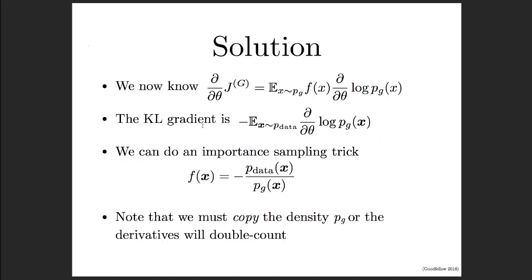And this means that we'll have kind of bad variance in our samples because we're sampling from the generator and then reweighting everything to make it look like we sampled from the discriminator. But in theory, this is unbiased.